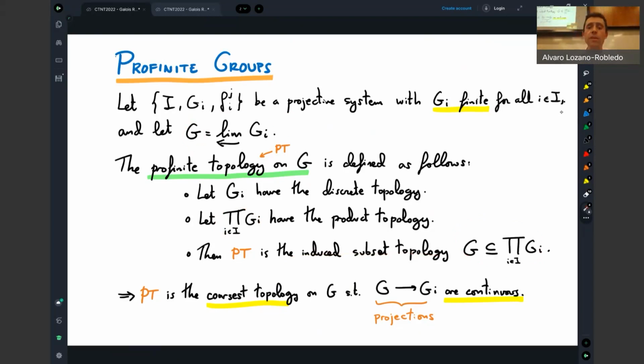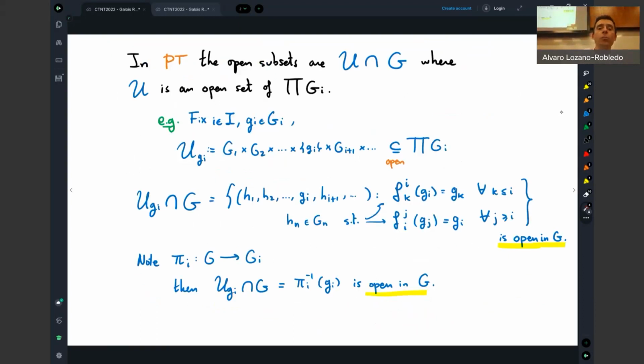We'll see what that means, but in short, what this means is that the profinite topology is the coarsest on G such that the projections from your inverse limit down to any component are continuous. So the inverse images of opens in G_i, those will be a basis of open sets on G. Okay, so let's see what those look like. So in the profinite topology, the open subsets are of the form, take an open set in the product and then intersect it with the inverse limit.